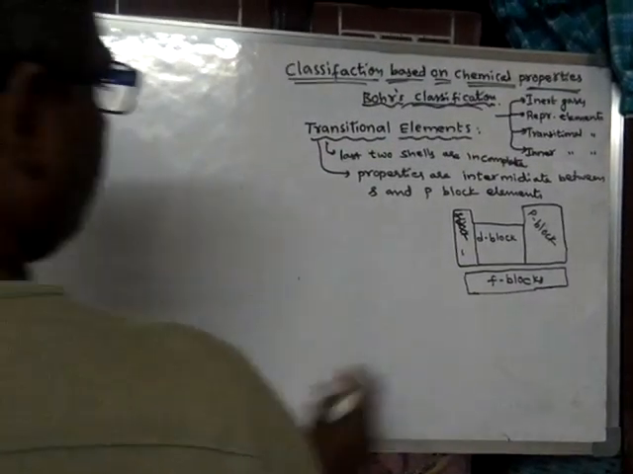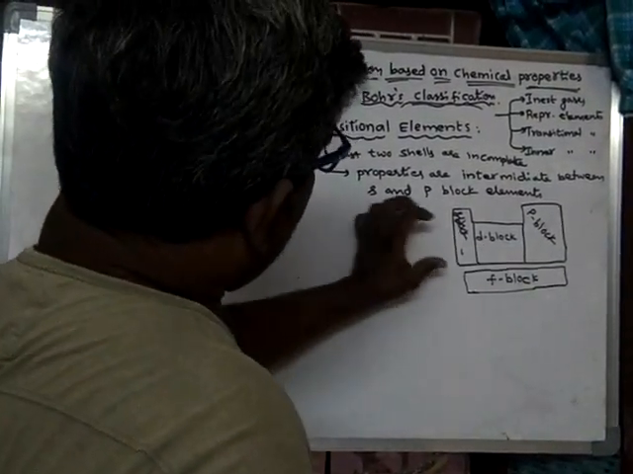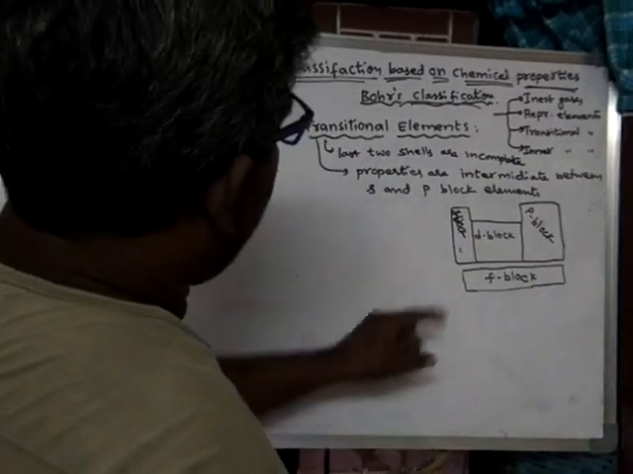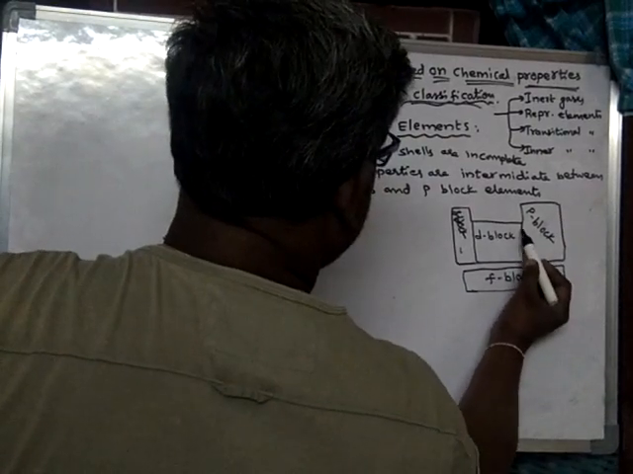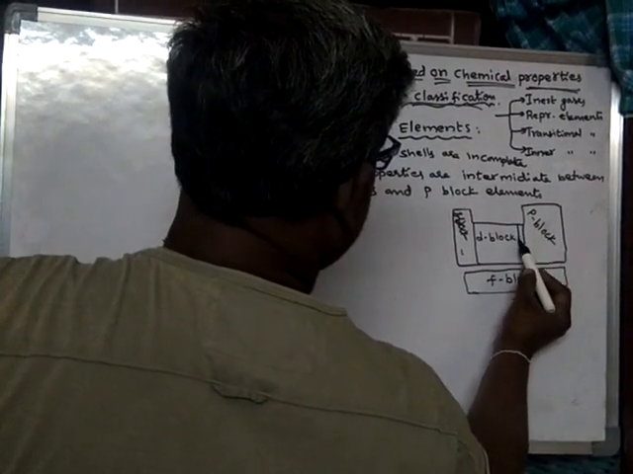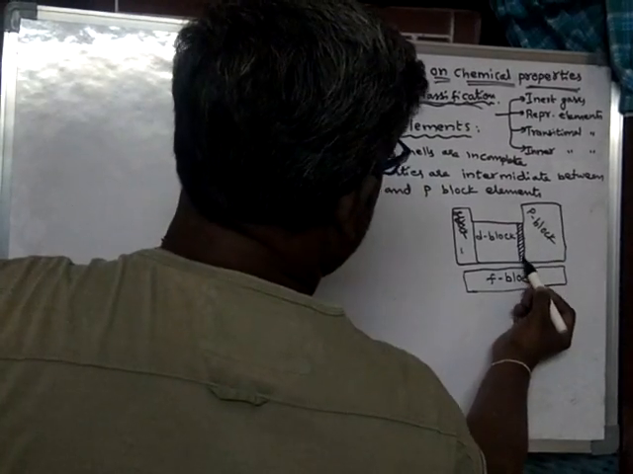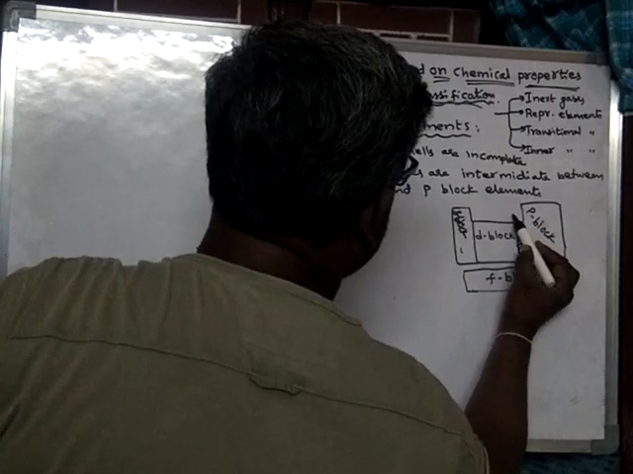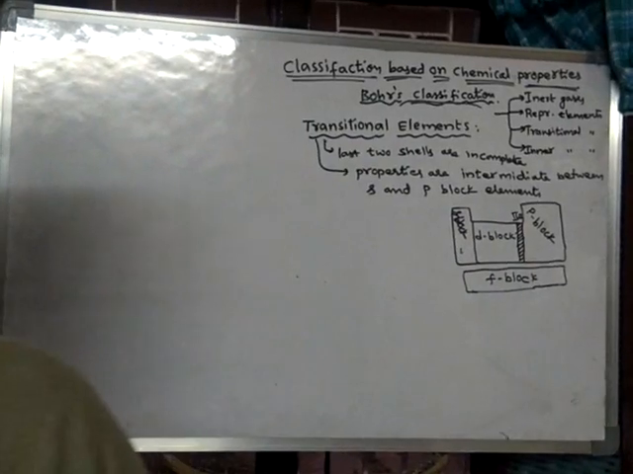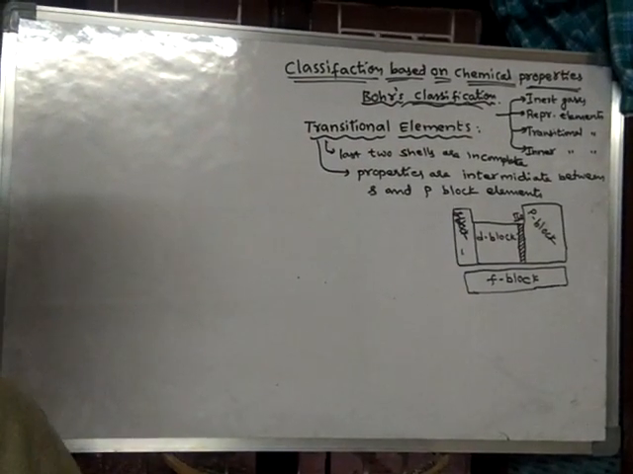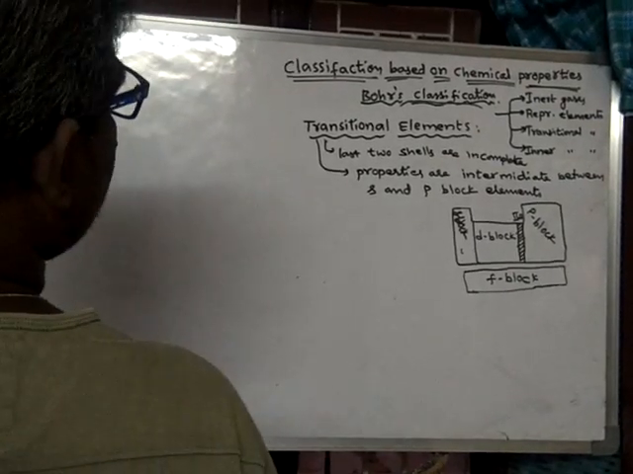So altogether, the D block elements are located between S block and P block, and in the D block there are 10 groups. Out of these 10 groups, what is the last group? The last group of D block elements is not included in the transitional series or transitional elements.